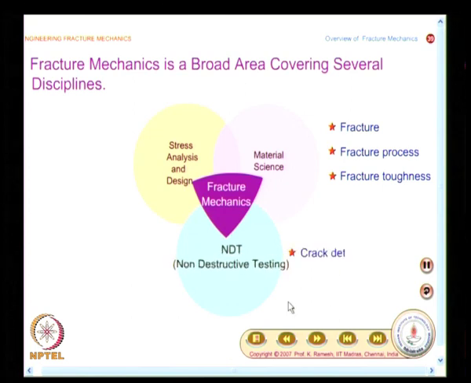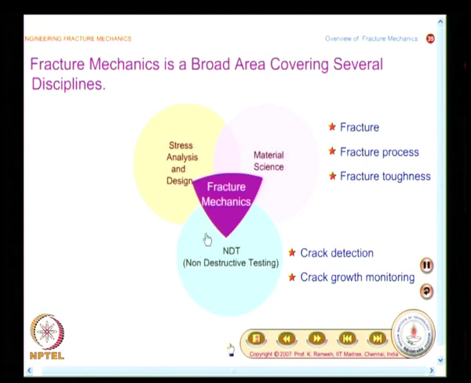In non-destructive testing, you will have to find out how to detect a crack and also how to monitor the crack, what should be your periodic interval to go and monitor the crack.